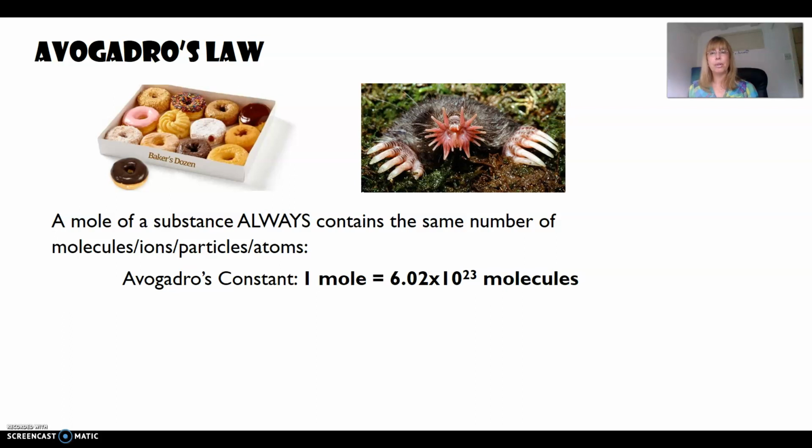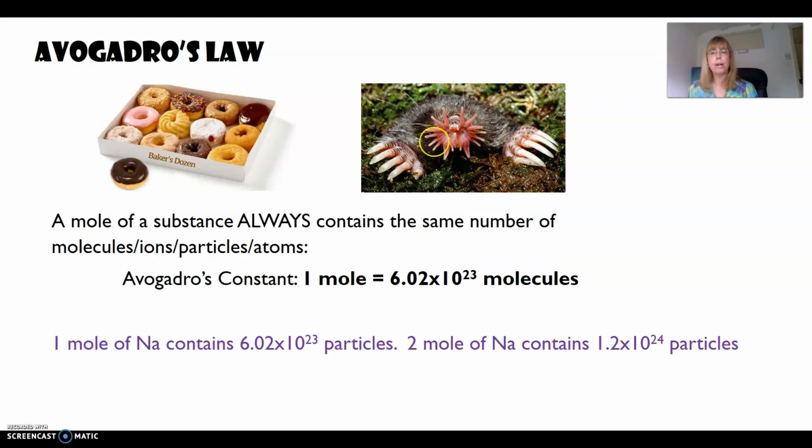It doesn't matter whether I've got molecules, ions, particles, or atoms, it's always that same number for a mole. So 1 mole of sodium contains 6.02 times 10 to the 23 particles. 2 moles of sodium contains double that. Something interesting about that big number: if I covered the whole of South Africa in a mole of Smarties, it would be a meter high. It's a bonkers number.